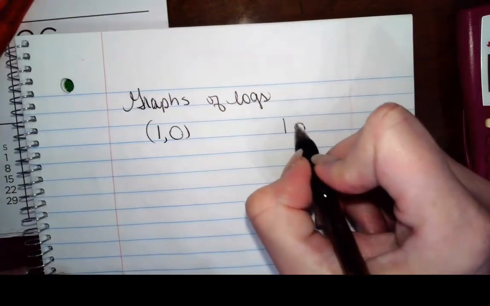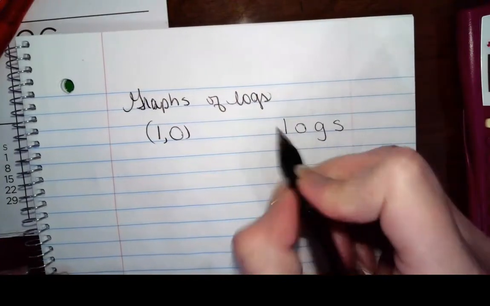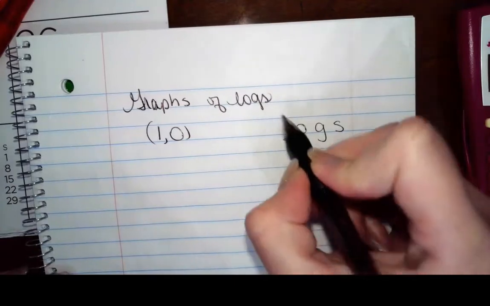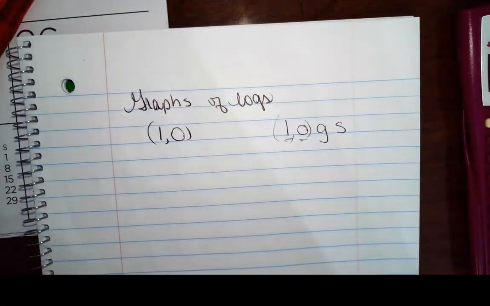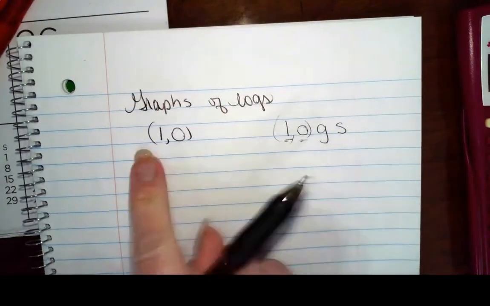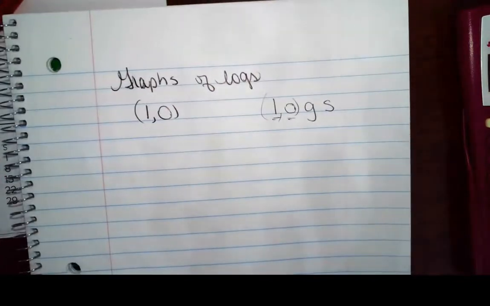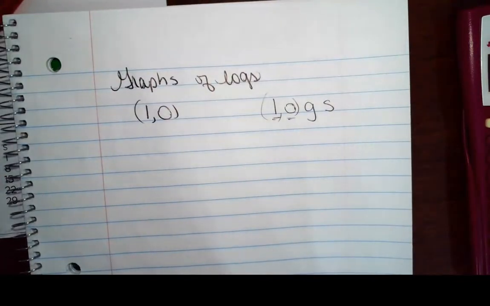Because if you print logarithm, the first two are your initial point, or your starting point, sorry. That's where it hits the x-axis. So, what else do I know?